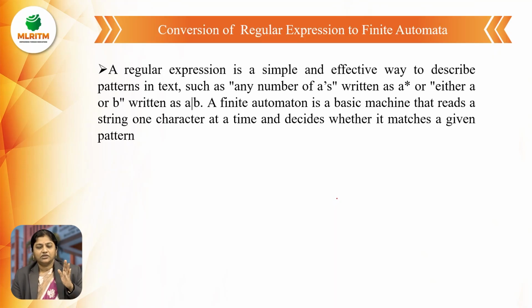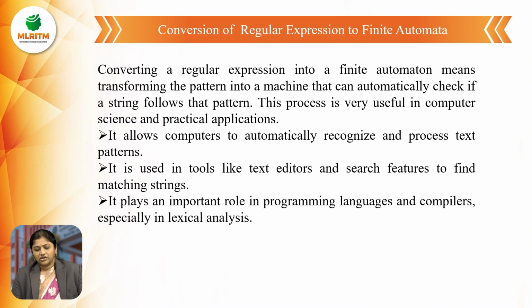Here, first a few words about a regular expression. A regular expression is a simple and effective way to describe a pattern in a text, such as any number of a's written as a star. A star indicates zero or more occurrences of a; either a or b is written as a or b. A finite automaton is a basic machine that reads a string one character at a time and decides whether it matches a given pattern or not. So converting a regular expression into a finite automaton means transforming the pattern into a machine that can automatically check if a string follows that pattern or not.